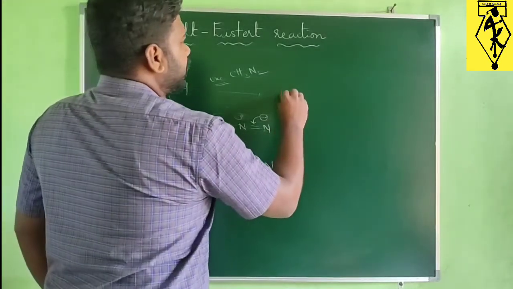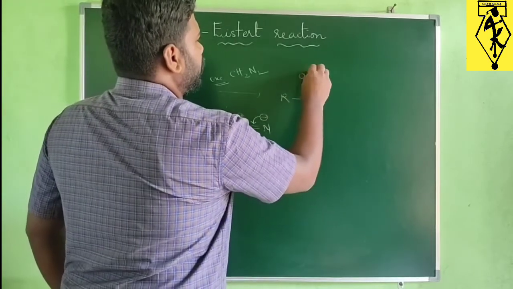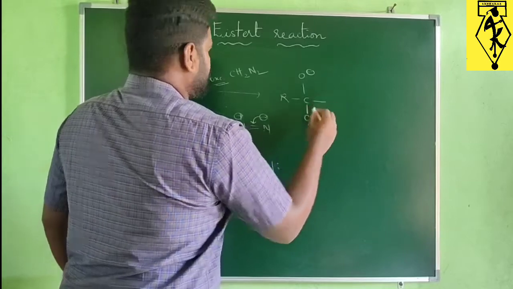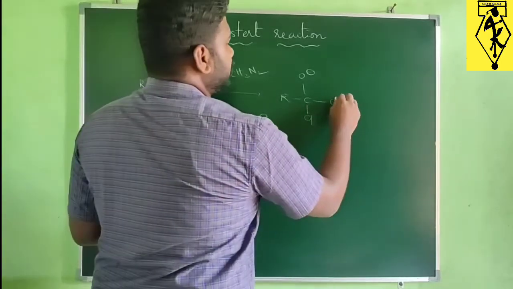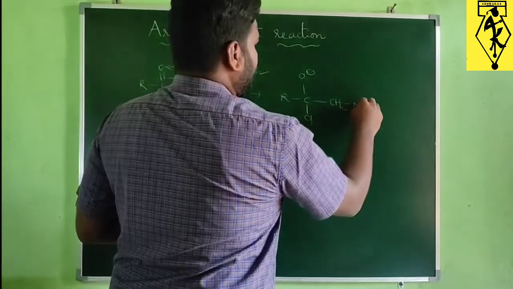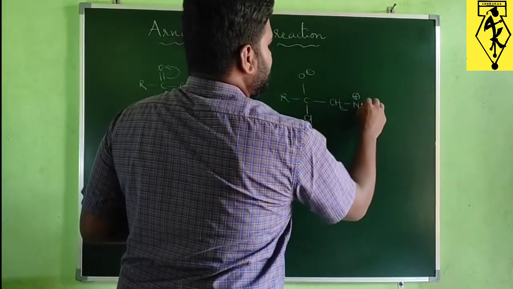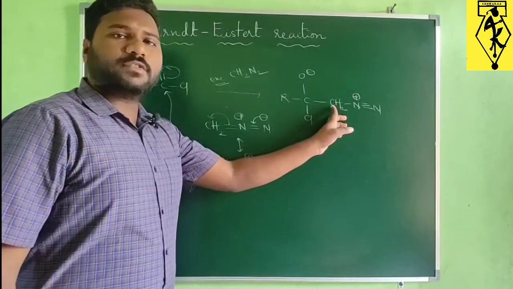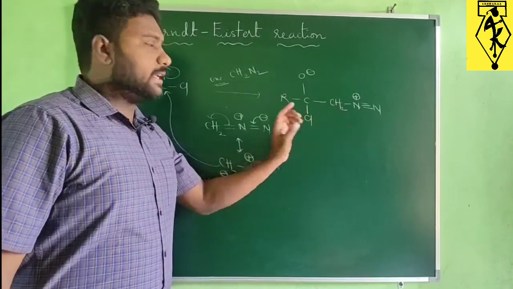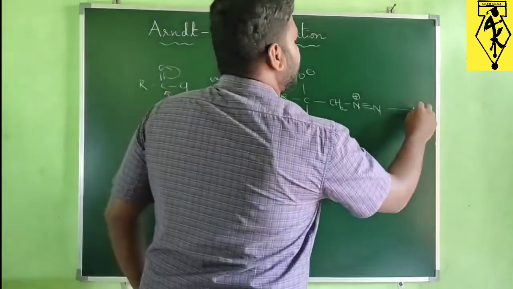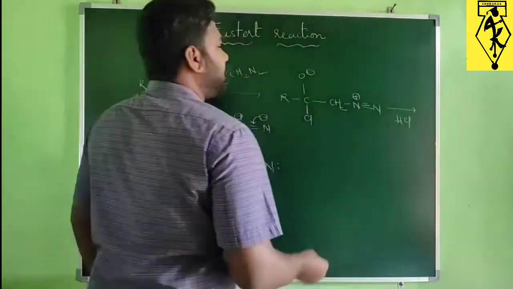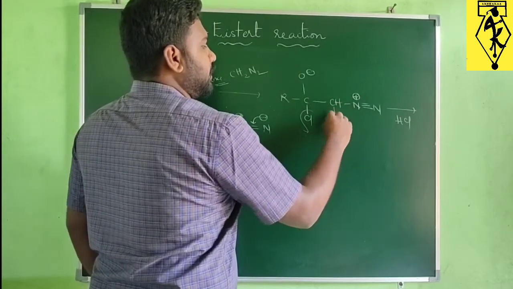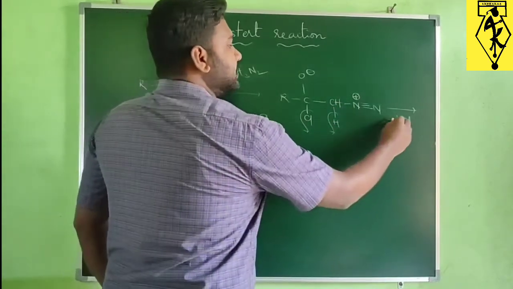It will result in RCO minus, Cl, CH2, N plus triple bond N. Now hydrogen from this carbon and this Cl will eliminate as HCl. This hydrogen will go, this chlorine will leave out, and this hydrogen will move as HCl.